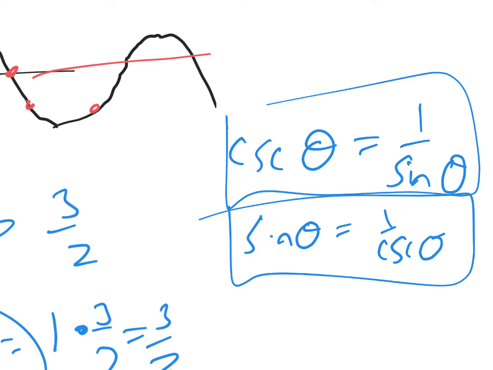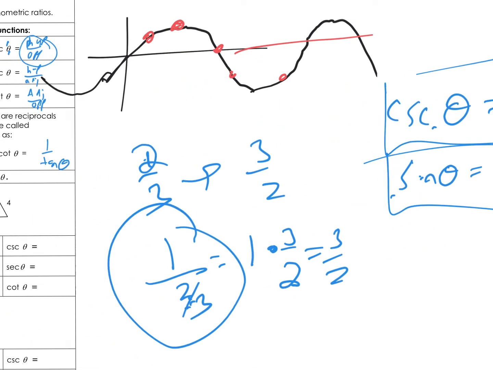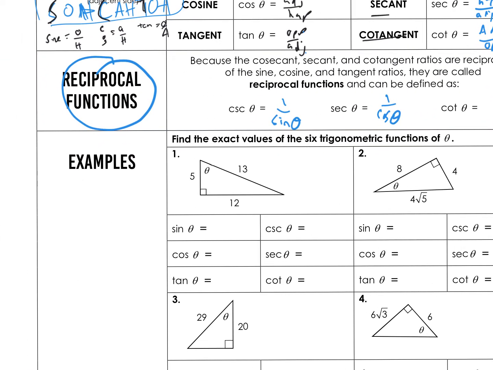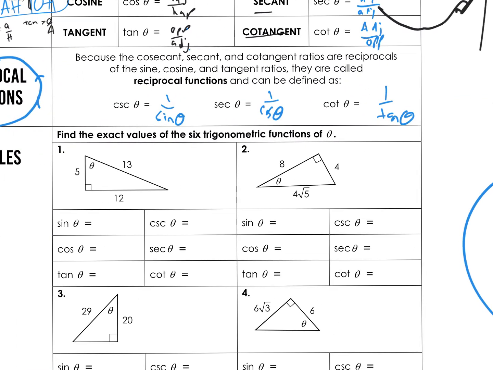Some books will call them identities, that they're the same. 1 over sine is the same as cosecant. 1 over cosecant is the same as sine. Sine is the same as 1 over cosecant. They're identities. You're going to see that word again. He's calling them reciprocal functions, and that's fine.